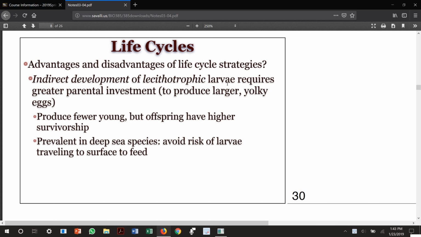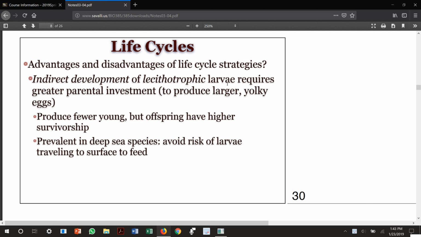Lecithotrophic larvae tend to be particularly prevalent in deep sea species. Various invertebrates like sea lilies and brittle stars and other weird things, sponges and so on that live in the deep sea. This kind of strategy is more common there.